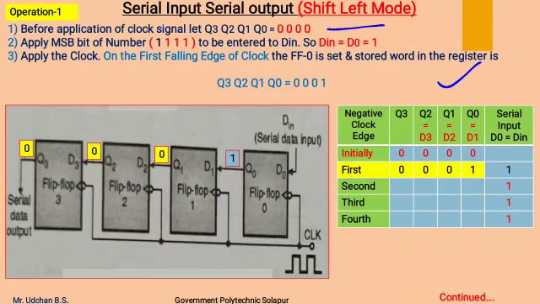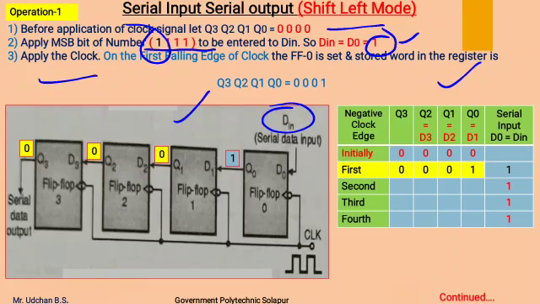This is the table in which we are going to see how we can shift the data in the left direction serially. We are going to apply the MSB bit of the number, that is 1111, in which the MSB bit is this one, that is 1. We are going to apply that to the D input pin of this register, which is over here. So the D input, D0, will now become 1. Now after applying the first MSB bit, we are going to apply the clock to the circuit.